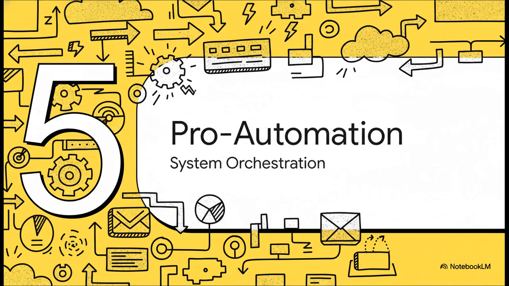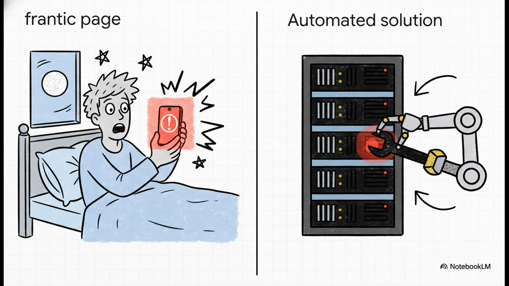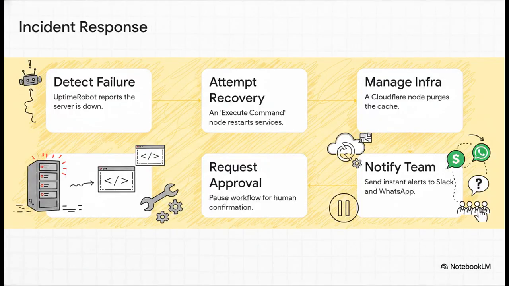Okay, now that we know how to build robustly, let's see what's really possible when you combine all these ideas. We're going way beyond simple notifications now and into true system orchestration. Imagine this scenario. It's the middle of the night, and your server goes down. Instead of getting a frantic page waking you up, what if an automated system tried to fix it for you first? Here's how that would work in n8n.